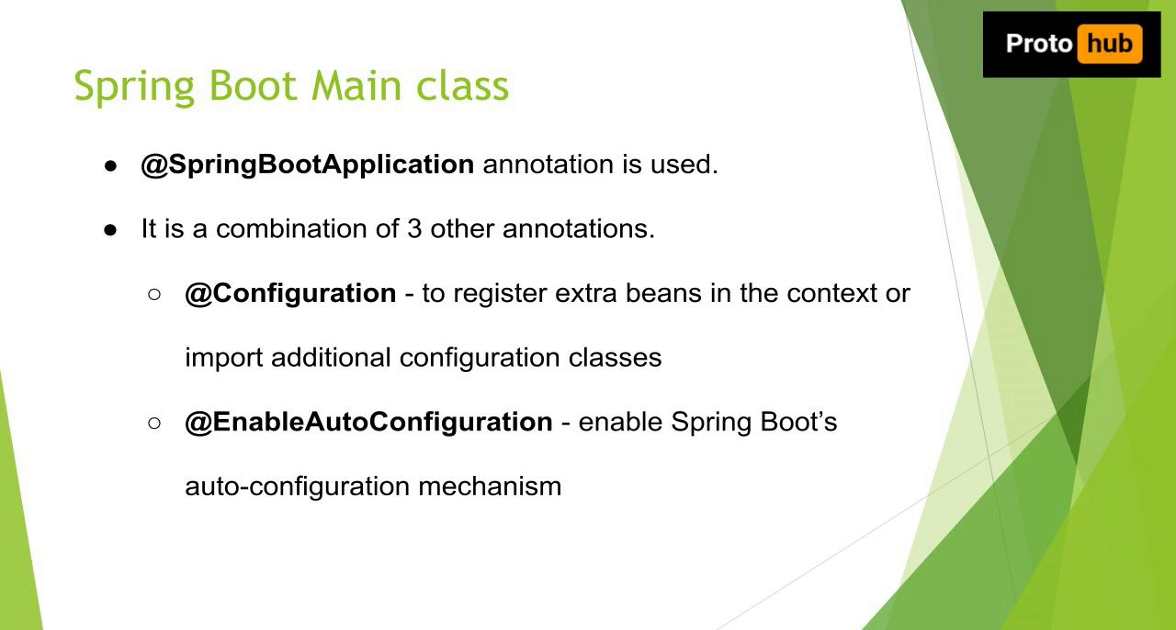It is used to enable the auto configuration feature. Auto configuration is used to automatically configure the application based on the jar dependencies that we have added in the pom.xml file. For example, if you have the Lombok jar dependency in your classpath, then it will automatically be configured by auto configuration. So this feature is enabled by the @EnableAutoConfiguration annotation.